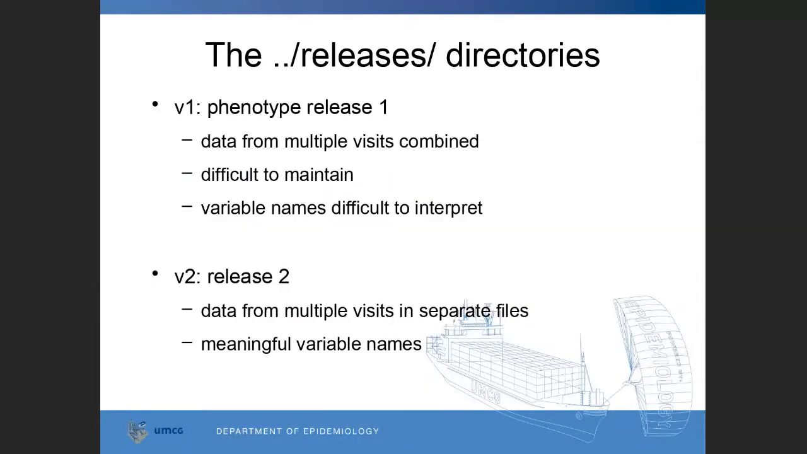Then in the releases of Phenotype Lifelines, there is this V1 first release and the second release. The first release is not available anymore to new users, but in this phenotype release, they had data files that combine data from multiple visits and multiple assessments, and that was pretty difficult to maintain. And also the variable names were difficult to interpret. They were something like health 35.